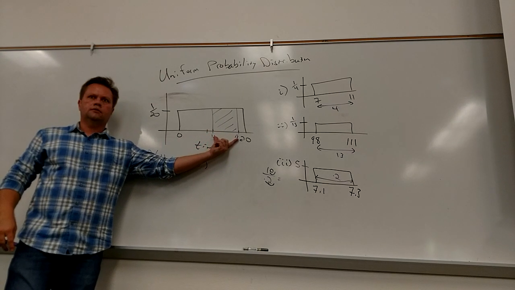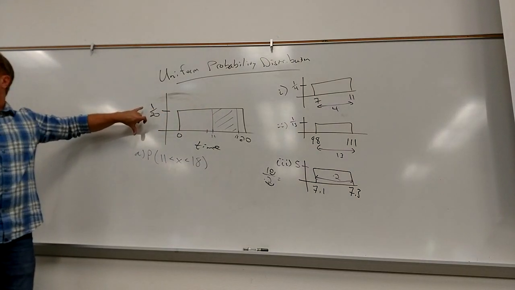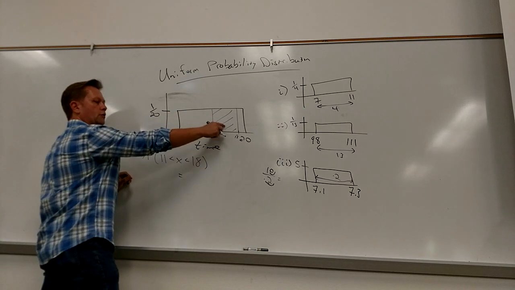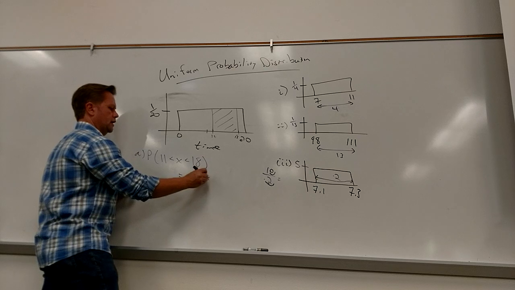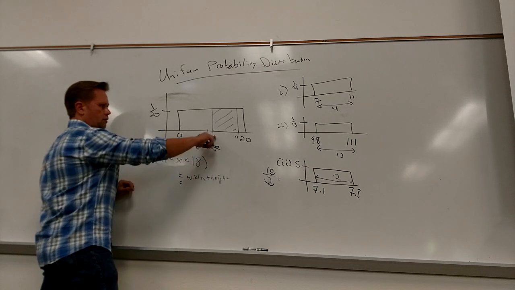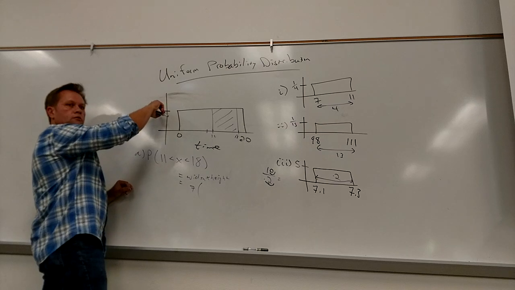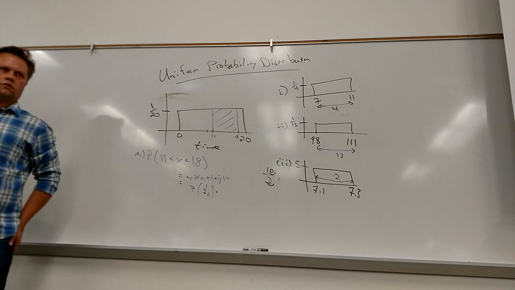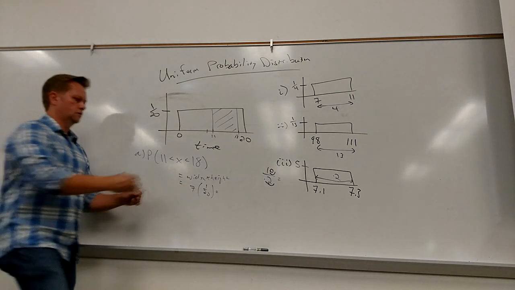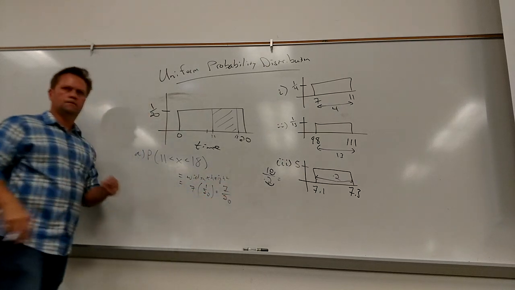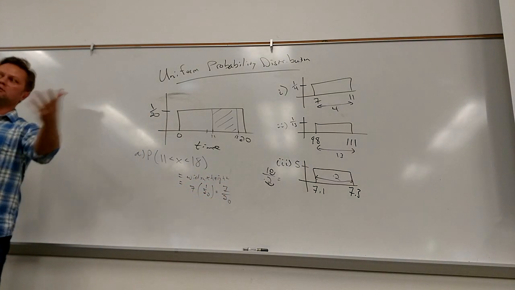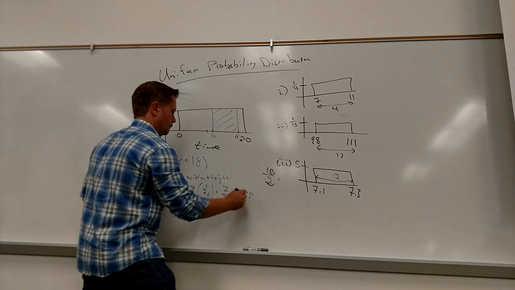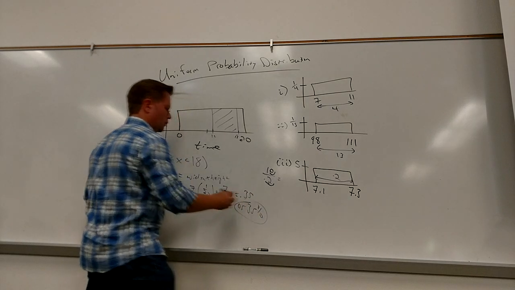How wide is this? How tall is it? Still 1 over 20. Of course it is. It's inside that thing. So what's the area of that little block? It's the width times the height, right? So it's going to be 7 times 1/20, which is 7/20. I like it. You can just make it into a decimal now, make it look more like a probability. Or 35%. I like it.